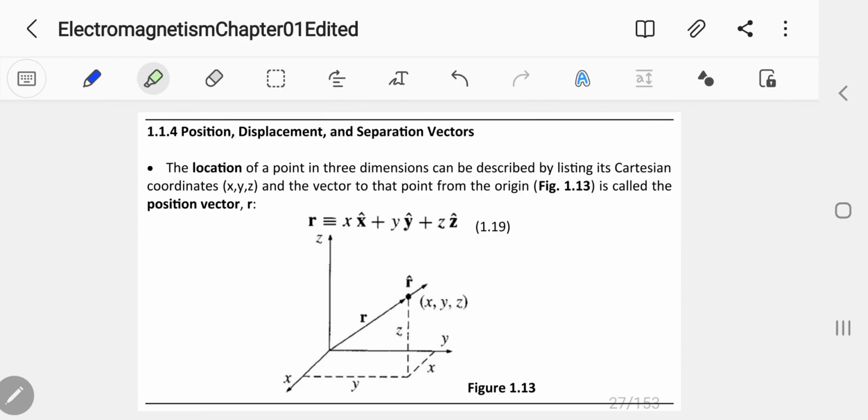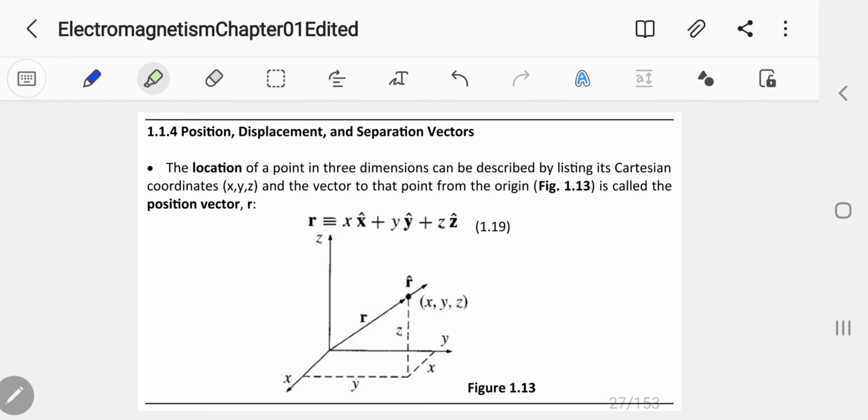Position, displacement, and separation vectors. Position is very important in electromagnetics because electric field is position dependent. And of course, displacement, if you displace a charge from one point to another, you will create also some disturbance. So the disturbance is very important also because it can produce, like, a magnetic field, for example.